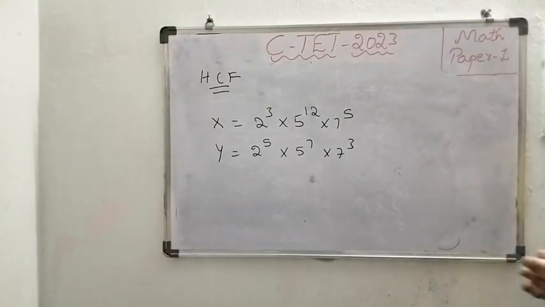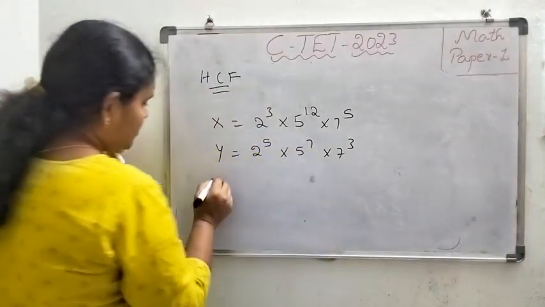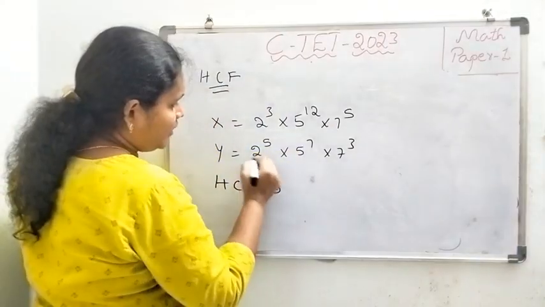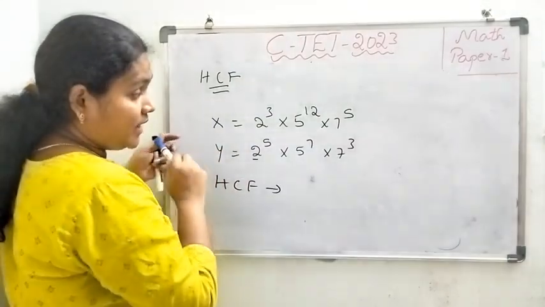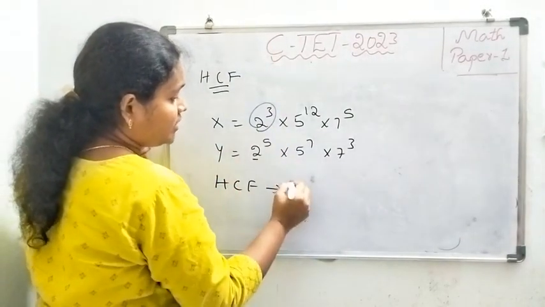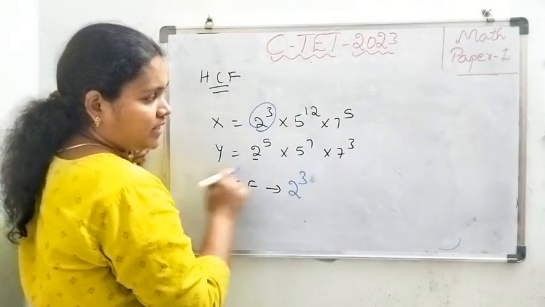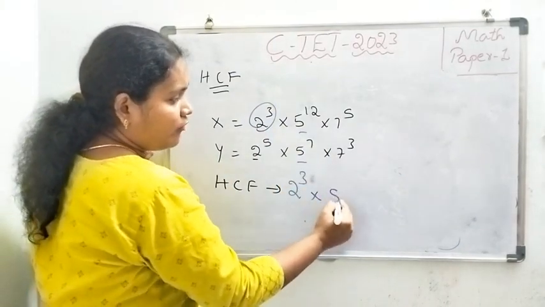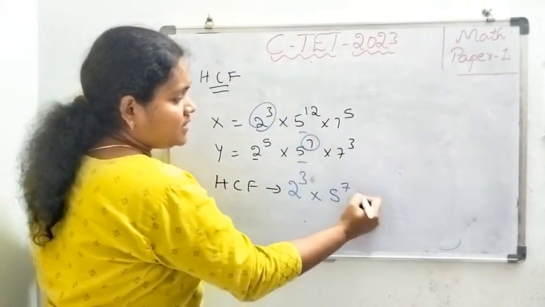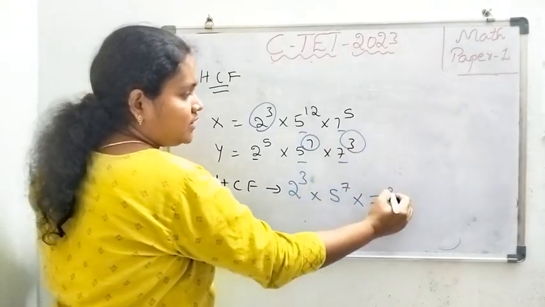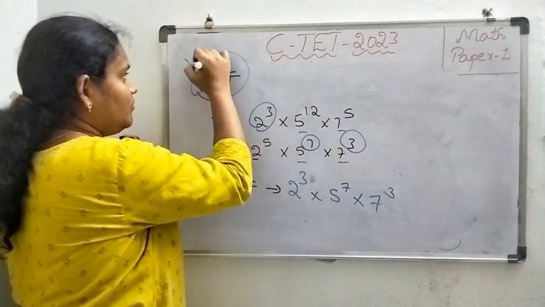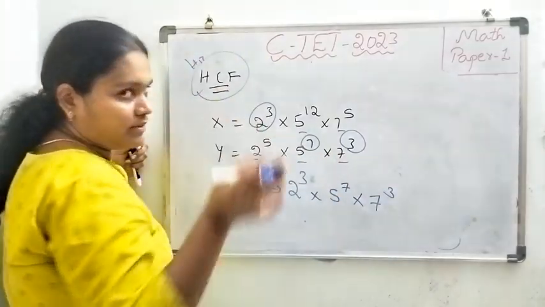So common factor and least power. What is the common factor here? 2 is a common factor, and the least power is 3, so we take that. Again, the common factor is 5 and the least power is 7. Again, the common factor is 7 and the least power is 3. So whenever it is the highest common factor, you have to remember the least power.